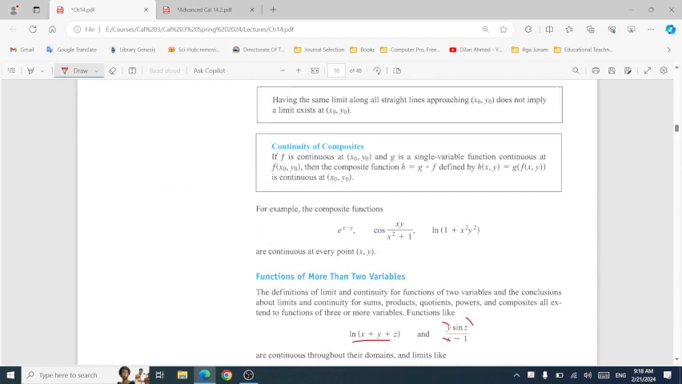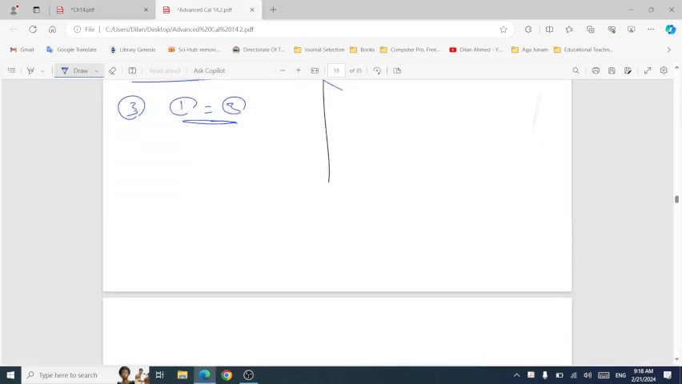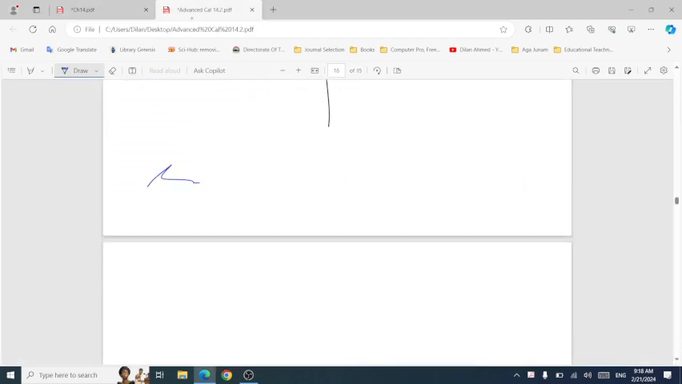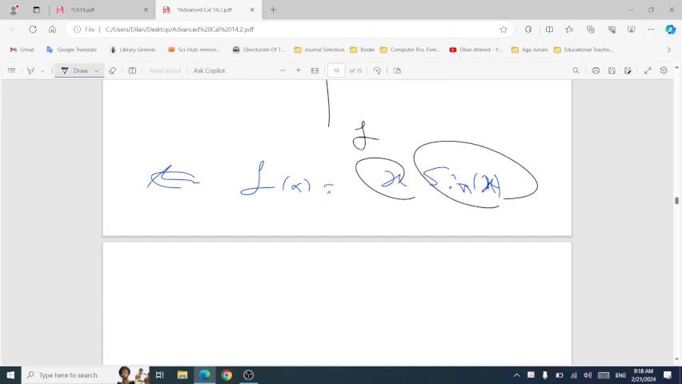We say continuity for a compound function. What do you mean by compound? It means that instead of one function, we have two functions. Understood? For example, if I have in calculus 1 the function f of x equal to x sine x, how do we answer whether this function is continuous or not? Because this is a compound between x and sine of x, we have two functions composed together.